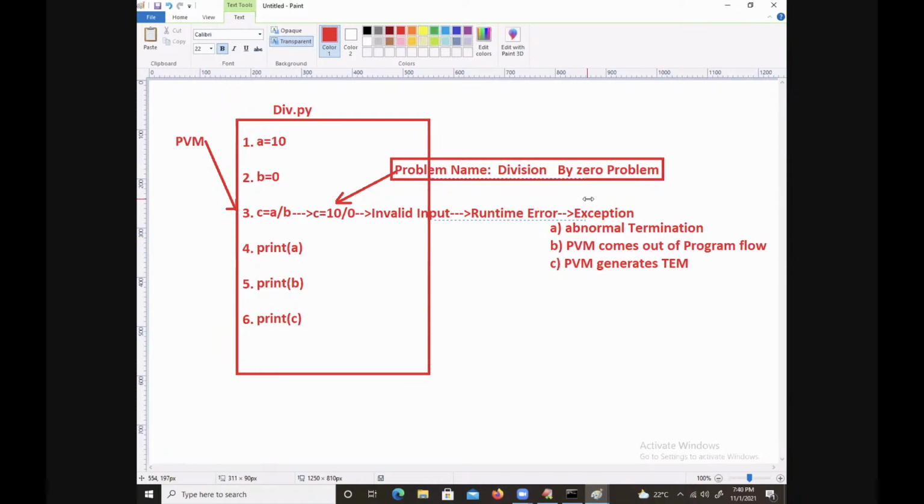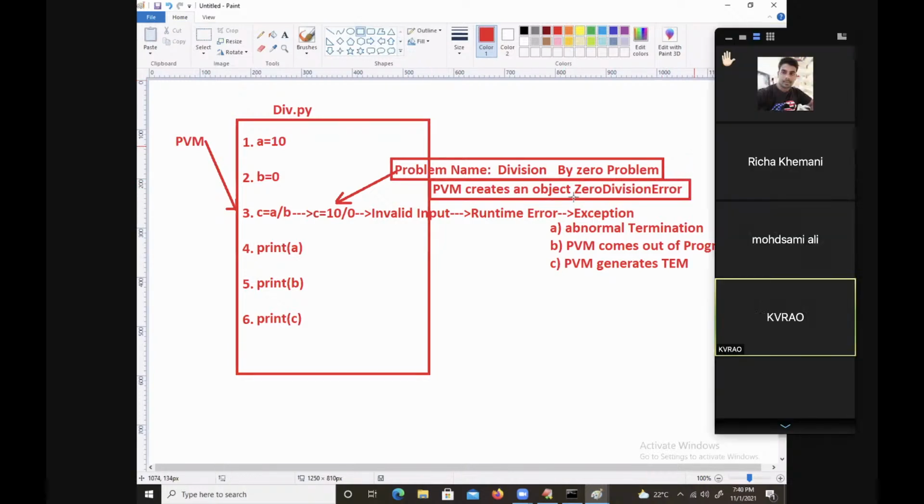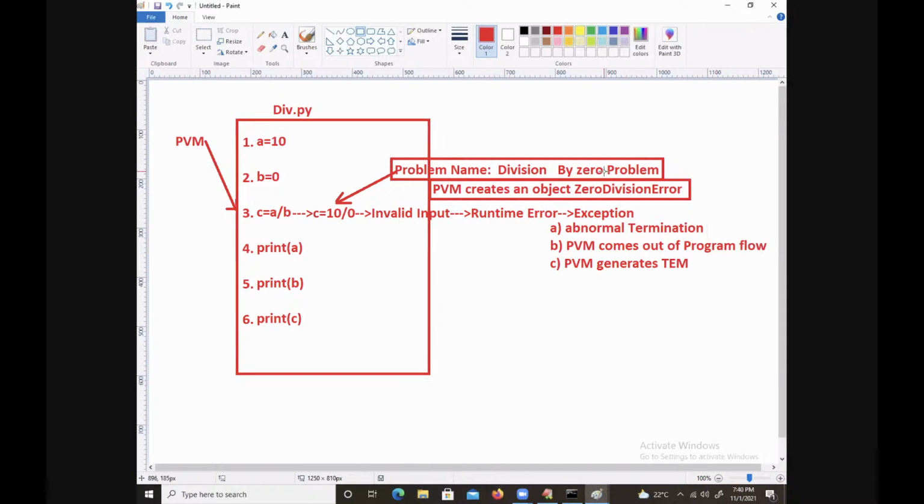It is the name of the class. Dear students, try to ensure everybody. PVM creates an object of what? Zero division error. What is zero division error?